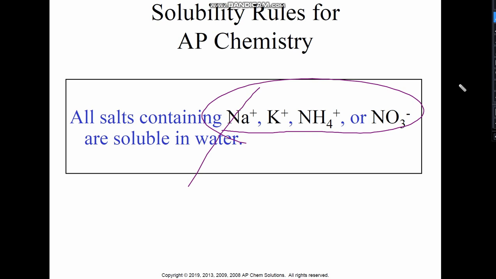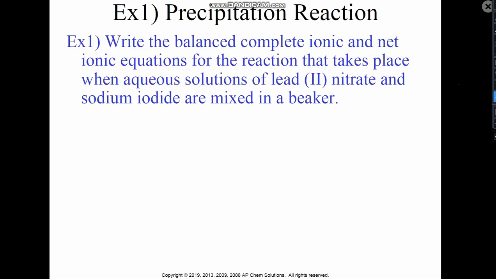So these are going to end up crossing out in any of your balanced equations and your ionic equations. So if your task is to predict the precipitate that forms when two solutions are mixed, the solid in that compound is never going to be anything with sodium, potassium, ammonium, or nitrate, because these are always going to be your spectator ions, and these will always be soluble in water.